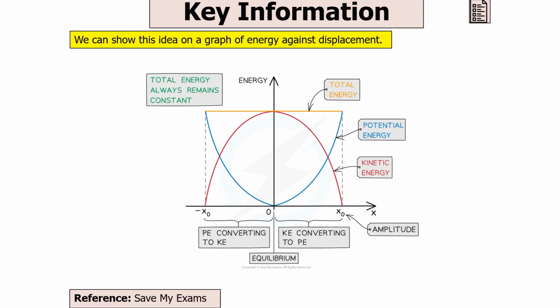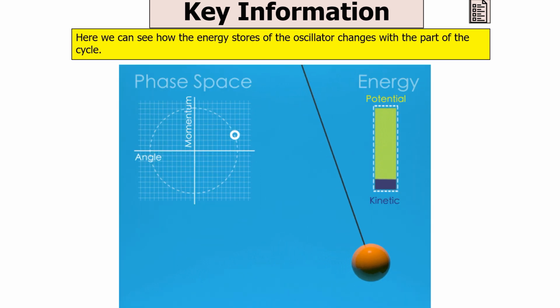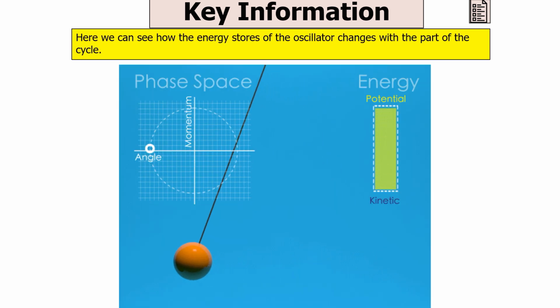Now we can show this idea on a graph of energy against displacement. Now this is a graph for half a cycle of oscillation. Now note, displacement is a vector, so the graph has both positive and negative x values, but energy stores is only a scalar, so it can only be a positive value. Now here we can see how the energy stores of the oscillator changes with part of the cycle.